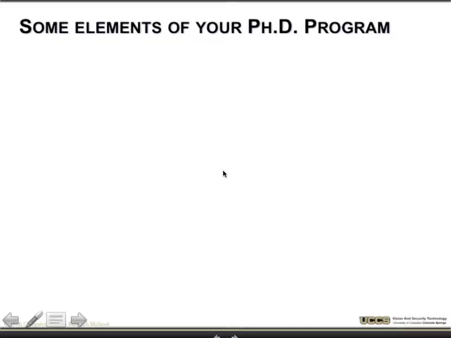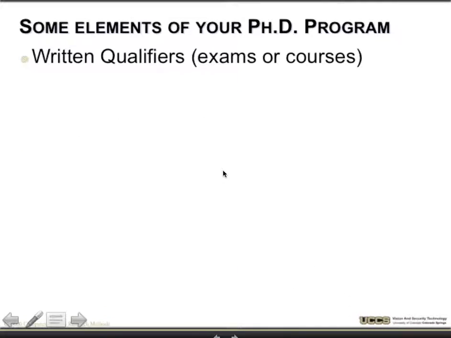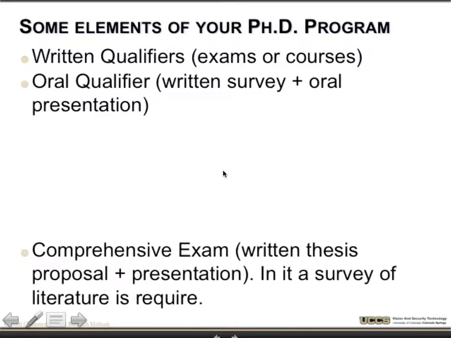So if we look at some of the elements of your PhD program here at UCCS, you have your written qualifiers, exams and courses, which you may or may not be done, but it doesn't really matter. That's learn a bunch of core computer science or security materials, not really related to doing the research part. Another one of your requirements, to be done in the first year if you're funded, by the end of the second if you're not funded, is the oral qualifier, which is really a written survey paper plus an oral presentation. And it's very much related to what we'll be talking about in today's lecture.